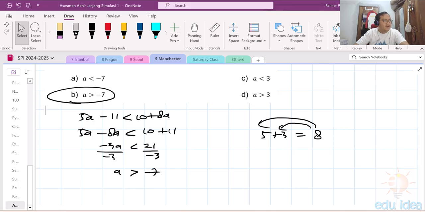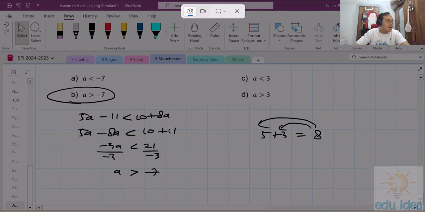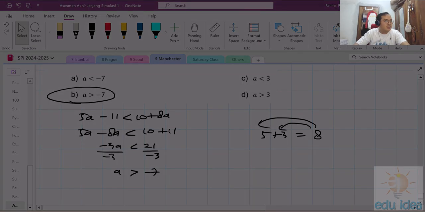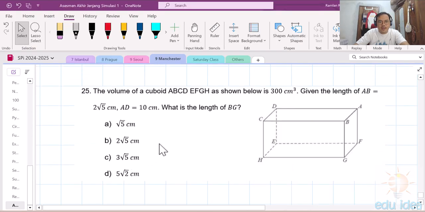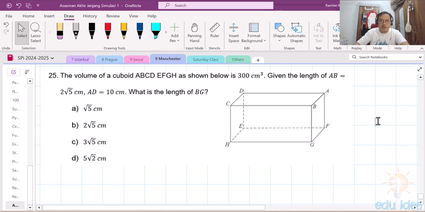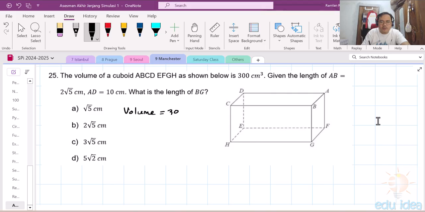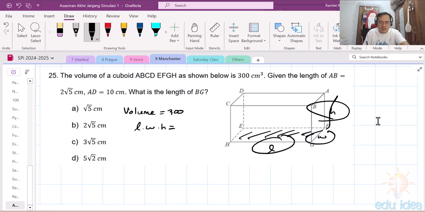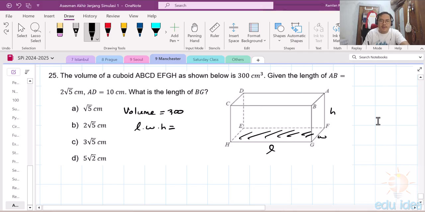Okay, number 25, it is about a three-dimensional shape. It's about volume. Okay, the volume of a cuboid ABCDEFGH, as shown below, is 300. So we know the volume. And in terms of formulas, let's name this the length, this is the width, and the height. The volume is just length times width times height, right? Remember, it's just like base area times height. The base area is length times width, and then the height is just height. So we're basically just multiplying all of these sides. Okay, so length times width times height. That's it. Equals 300.